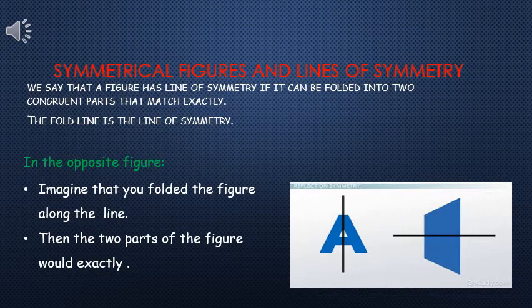Some notes. The equilateral triangle has three lines of symmetry. The isosceles triangle and isosceles trapezium have one line of symmetry. The scalene triangle, parallelogram, and trapezium have no lines of symmetry because you can't draw any line that divides them into congruent figures. The rectangle and rhombus have two lines of symmetry. The square has four lines of symmetry.